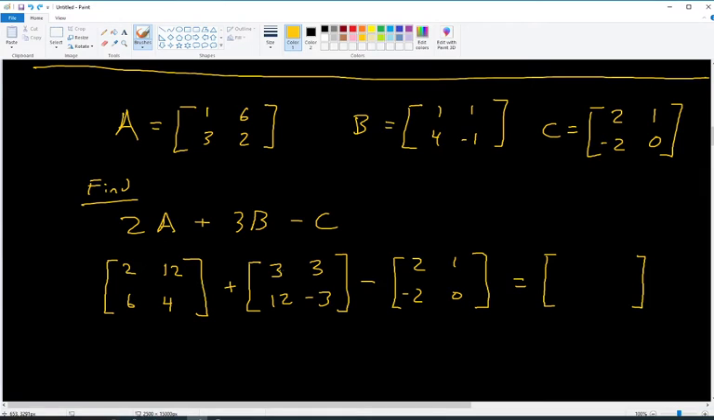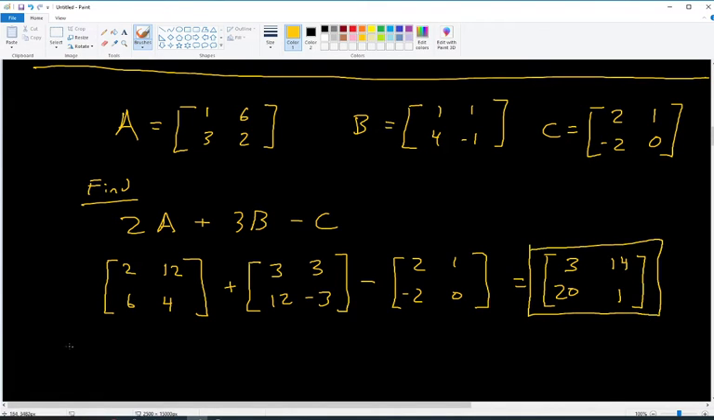2 plus 3 is 5. 5 take away 2 is 3. 6 plus 12 is 18. 18 minus a negative 2, that's minus a negative 2, so it's plus 2. 18 plus 2 is 20. 12 plus 3 is 15. Take away 1, that's 14. 4 plus negative 3 is 1. Take away 0. 1 minus 0 is 1.